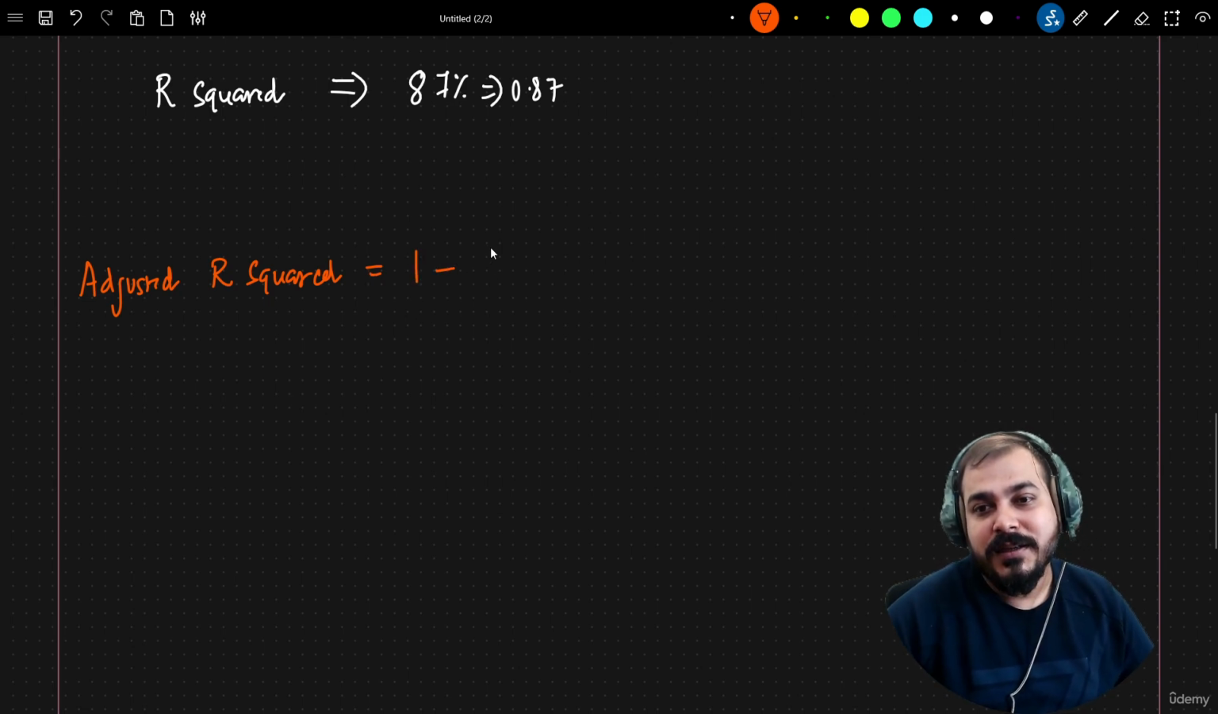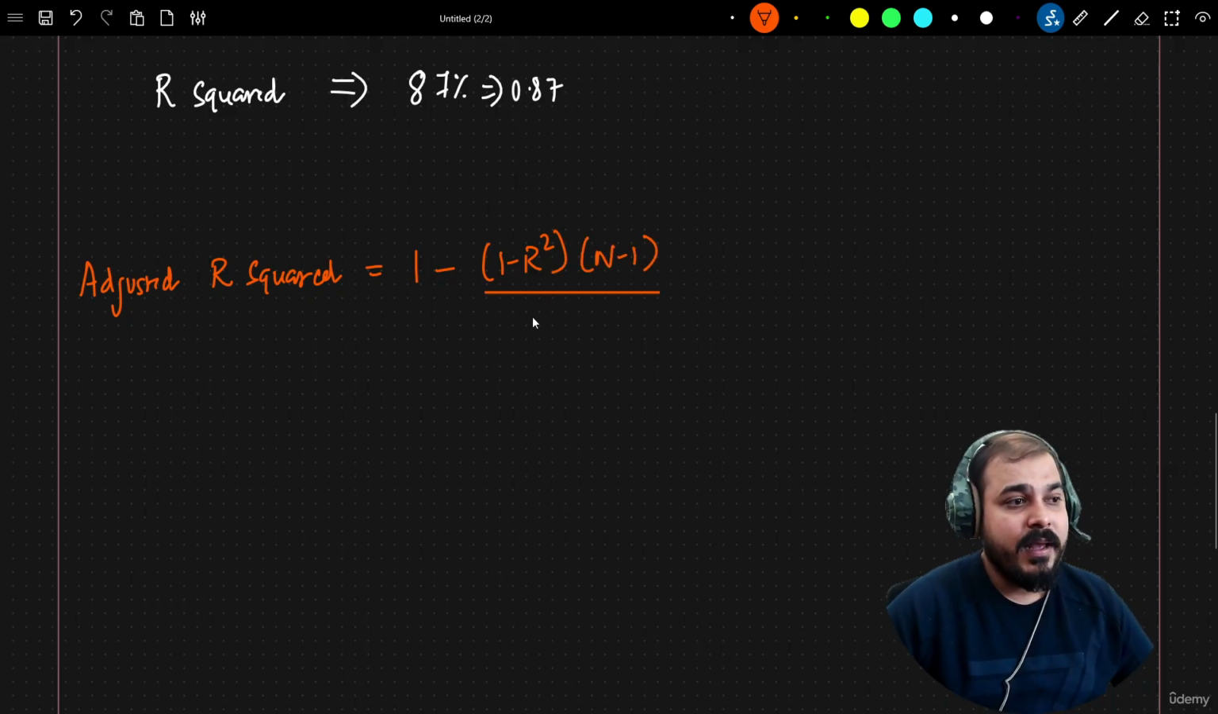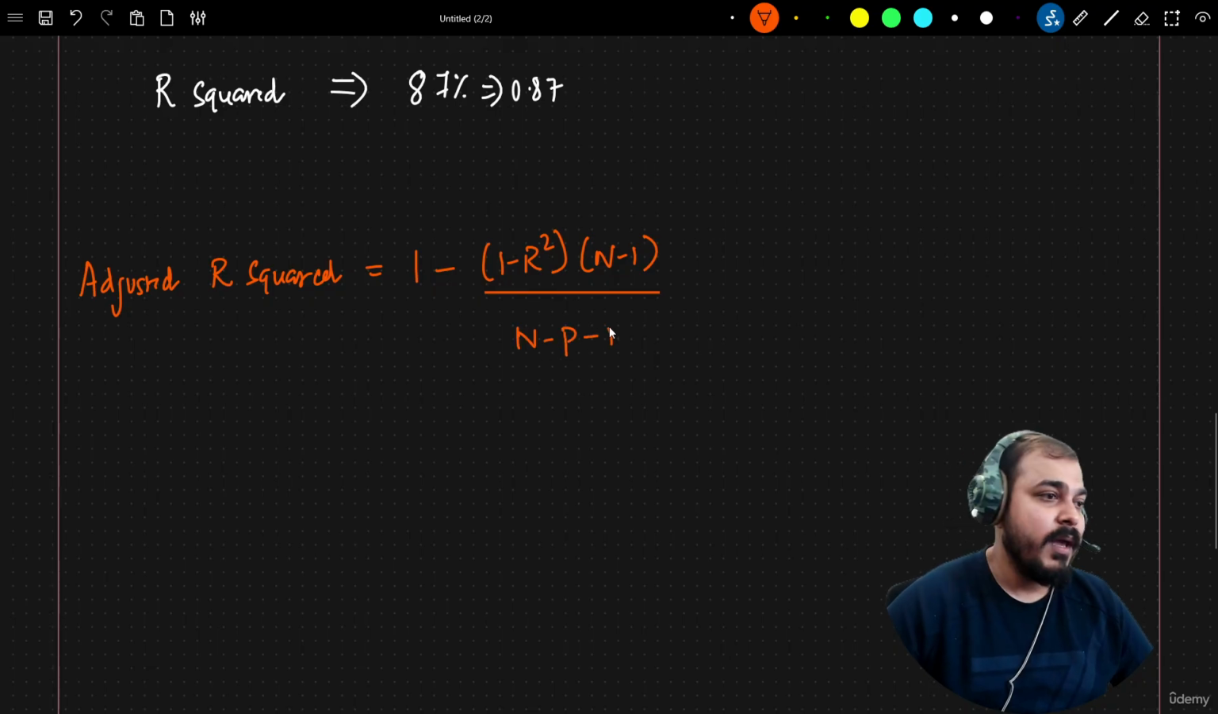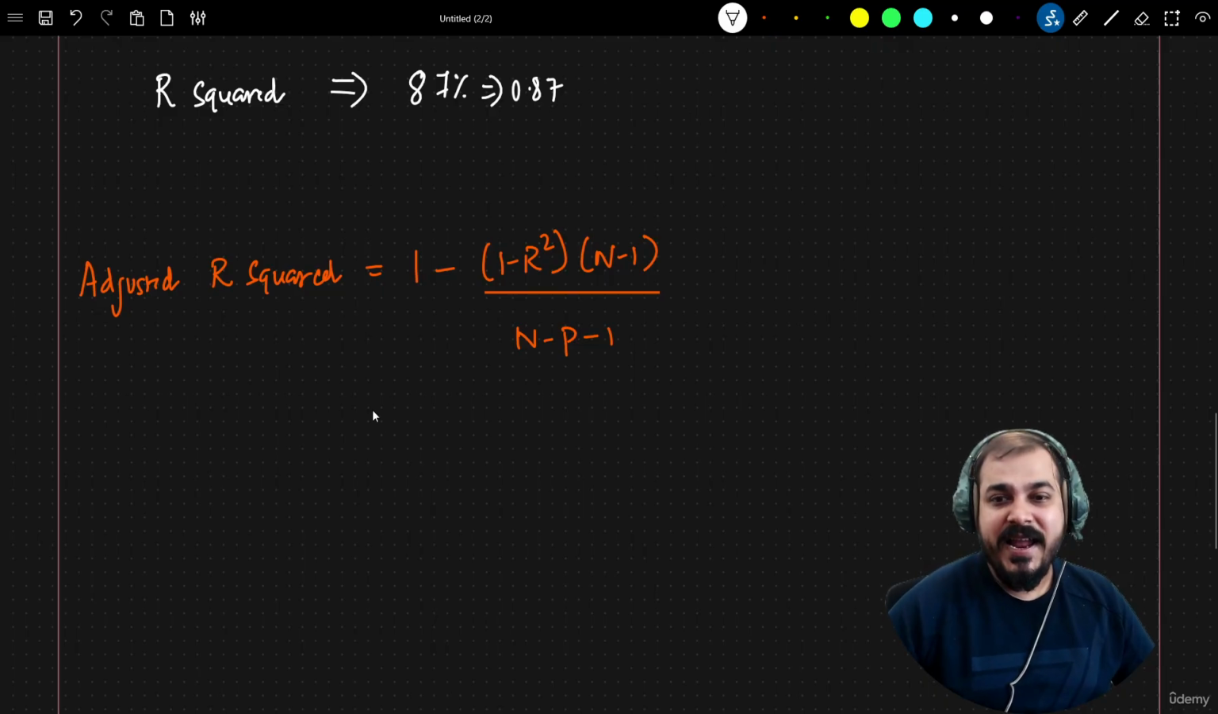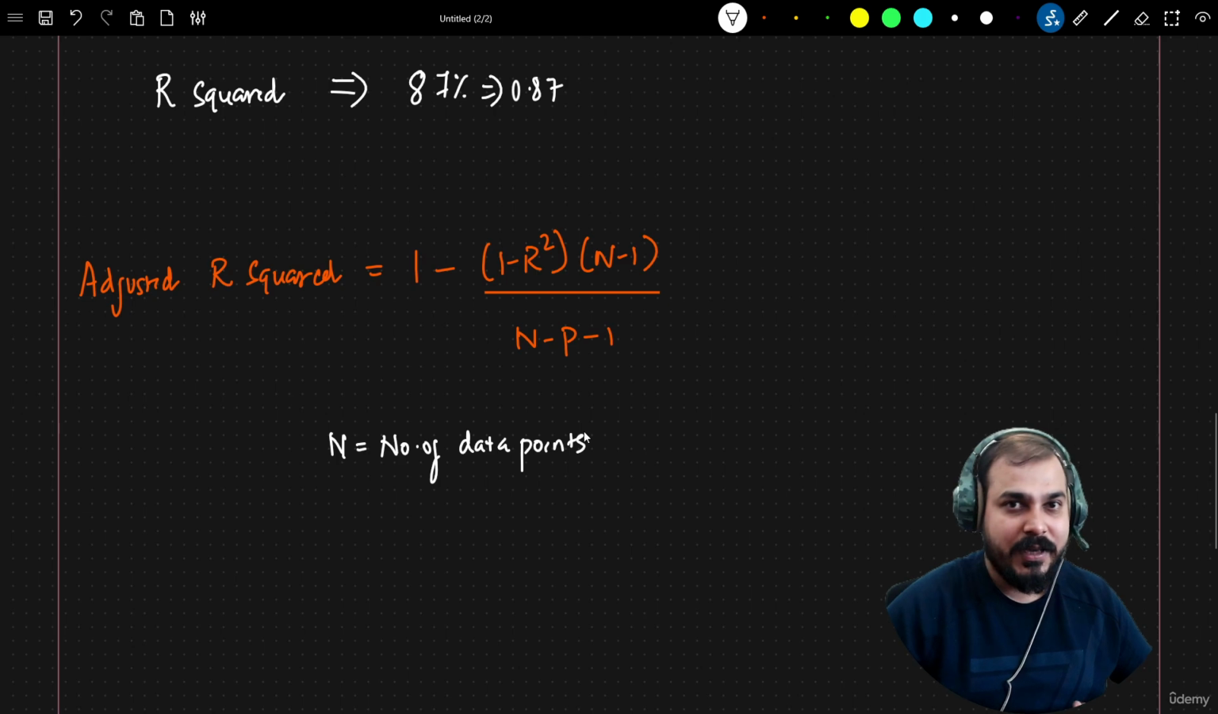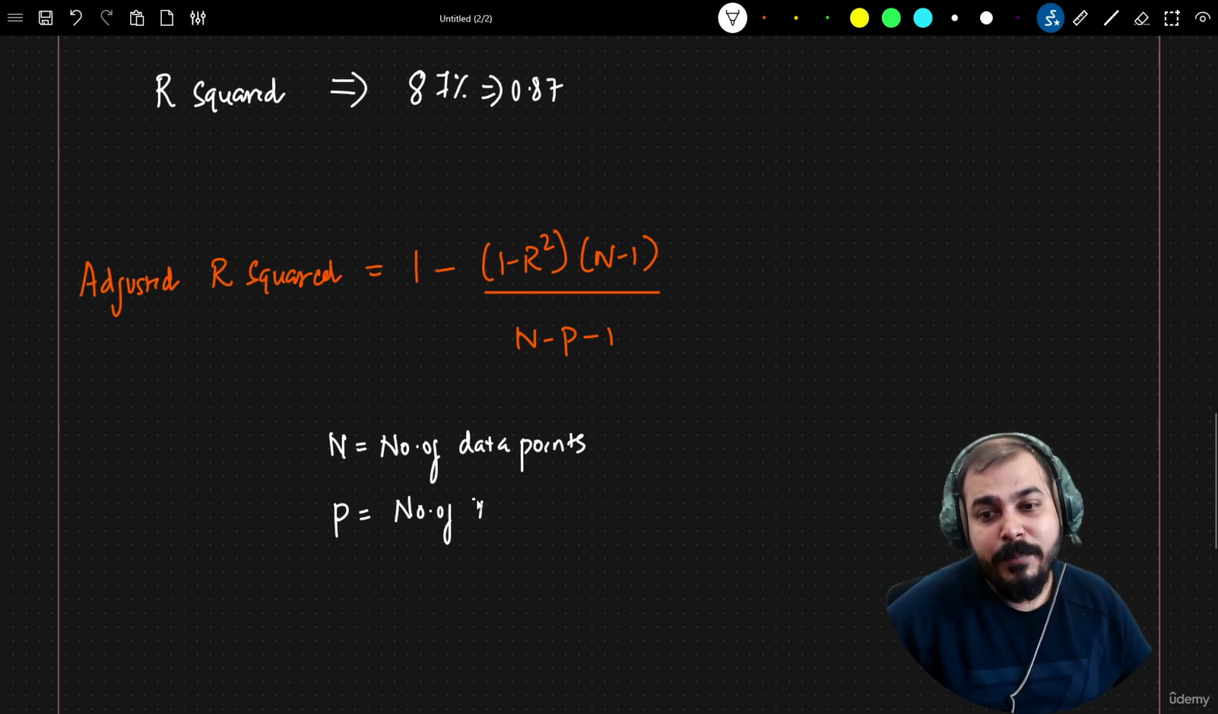So it is nothing but 1 minus R square, and I'll talk about each and every term, multiplied by n minus 1, divided by n minus p minus 1. Now let me talk about what this n and this p are. n is nothing but the number of data points, that basically means how many data points are actually there in our data set. And p basically indicates the number of independent features that we are using.